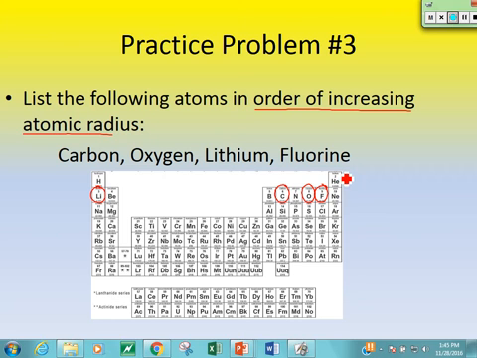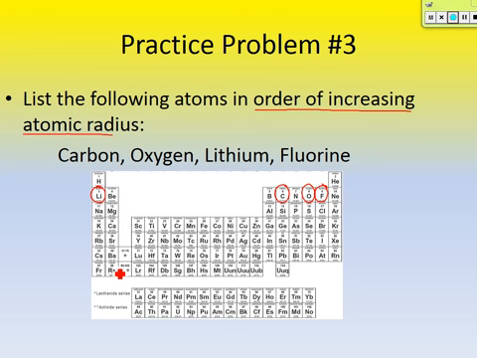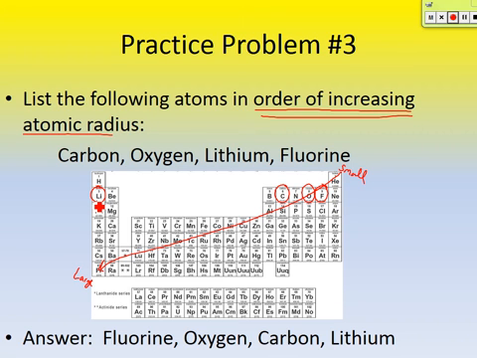Again, here's the trend on the periodic table. These are large. These are very small. We want it in order of increasing, so we're going to go from smallest to largest. Did you guys say fluorine first? Fluorine, then oxygen, then carbon, then lithium would be the largest one. So that would be the correct answer.